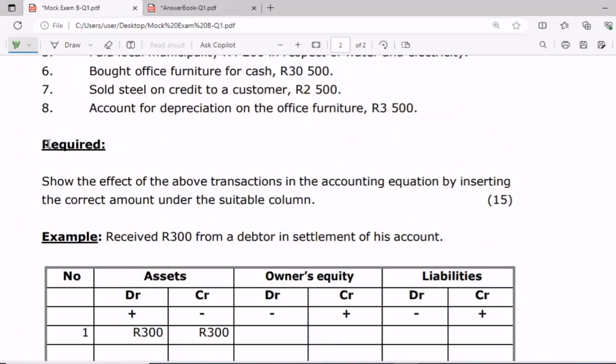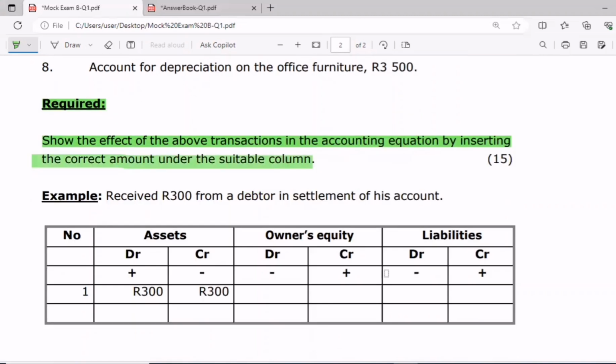So required, they want us to show the effects of the above transactions in the accounting equation by inserting the correct amount under the suitable column. So let us analyze the formats that they want us to use to record these transactions in the accounting equation. So the first column, we're going to write the number of transactions, and then we have the assets section.